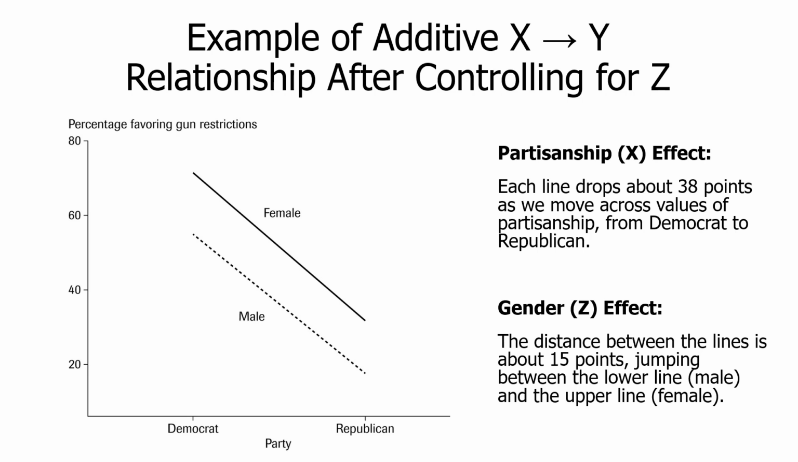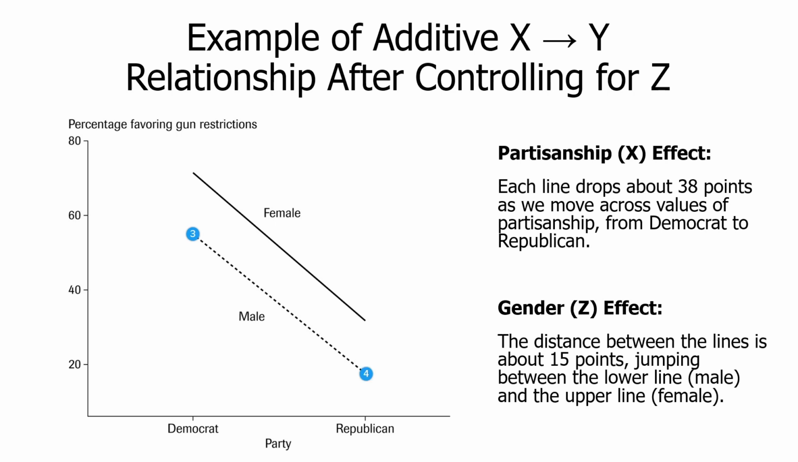This is the percentage favoring stricter gun restrictions. And there are two lines inside the graphic space, one for females, one for males, and both lines travel across, if you will, the values of partisanship. So here are those Democratic females way up there, over 70% favoring stricter measures. And then as you move along the female line, it drops among Republican females. So you get about, estimating, a 38-point drop there. Similarly for men, about a 38-point drop across the values of partisanship.